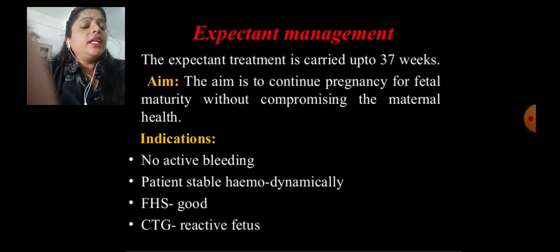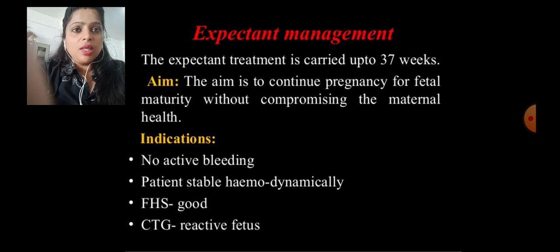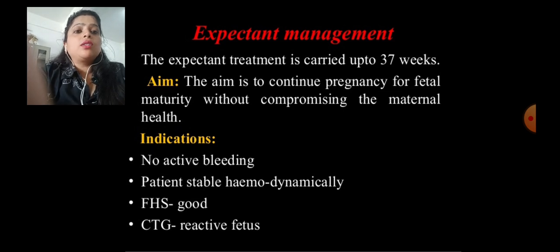So what are the indications when we can do expectant management? When there is no active bleeding, we can do it. When the patient is hemodynamically stable, meaning not that much blood loss has been there, then we can do it. When the FHS, fetal heart sound, is good, and in the CTG, it is a reactive fetus. Only when these indications are there, when there is no blood loss, the patient is stable, FHS is good, and CTG shows a reactive fetus, then only we will go for expectant management, where the treatment is carried up to 37 weeks. Otherwise, we won't go for expectant management.